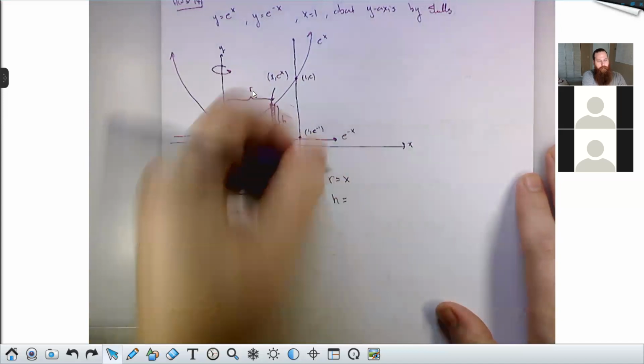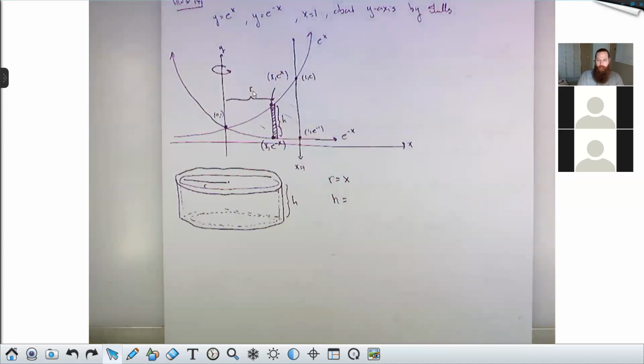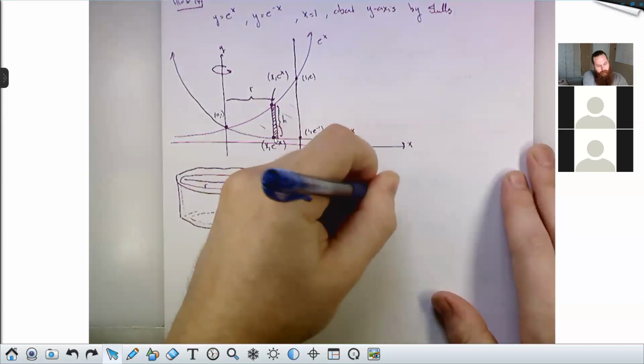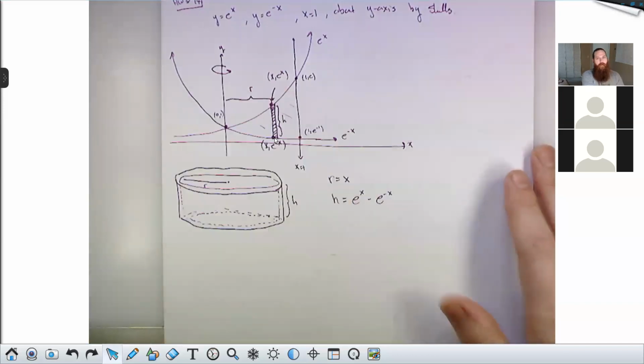What about the height? E to the x minus e to the negative x. Very good. Yeah, it's the difference of y values, right? You take the y value here and you subtract the y value here. The y value here is e to the x. The y value here is e to the negative x. So the height is e to the x minus e to the negative x.